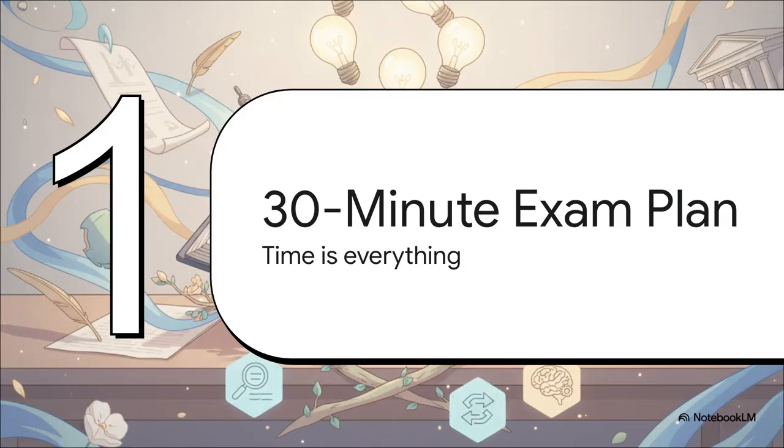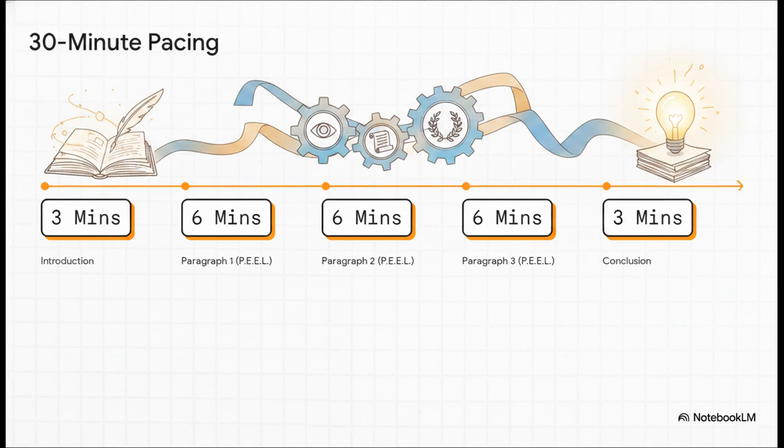Okay, section 4, the 30-minute exam plan, because in that exam hall, time is absolutely everything. H&L Tutors recommends this incredibly strict timeline, and honestly, you should probably memorize this. Give yourself 3 minutes for your introduction. Then dedicate exactly 18 minutes to your PEEL paragraphs. That's 6 minutes for paragraph 1, 6 for paragraph 2, and 6 for paragraph 3. Finally, wrap the whole thing up with a sharp 3-minute conclusion. Sticking to this rhythm stops you from rambling and guarantees a perfectly balanced essay.